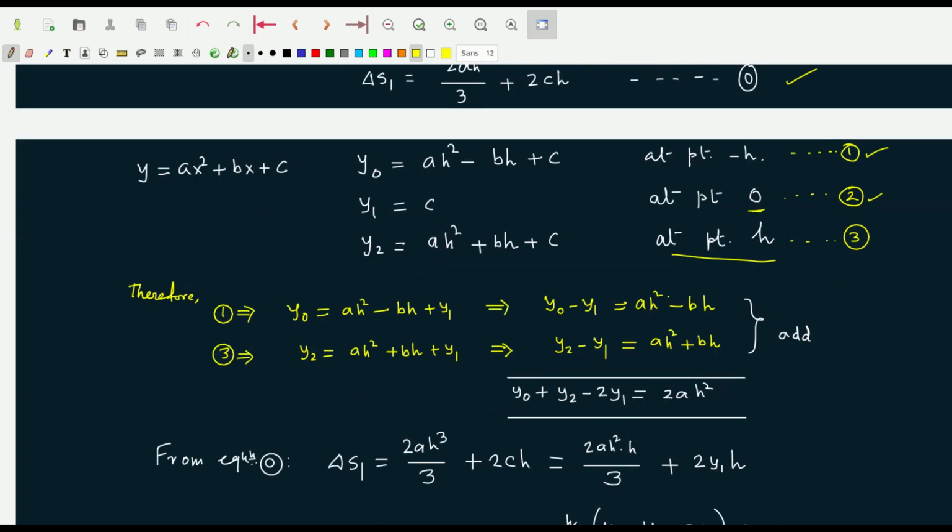Now from equation 1 we will get y naught equals ah square minus bh plus c, and c is y1. I am putting y1 here, and as well as in equation 3, y2 equals ah square plus bh plus y1.